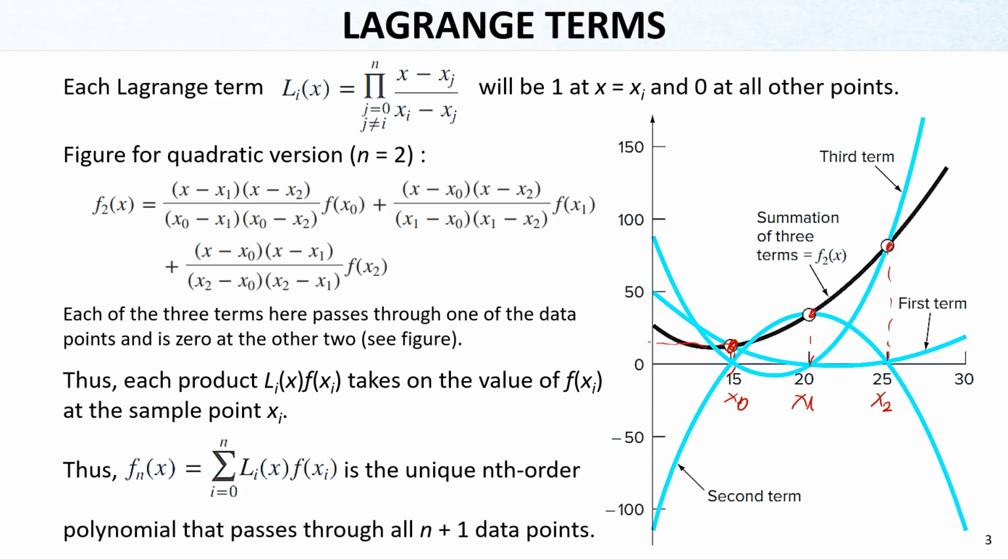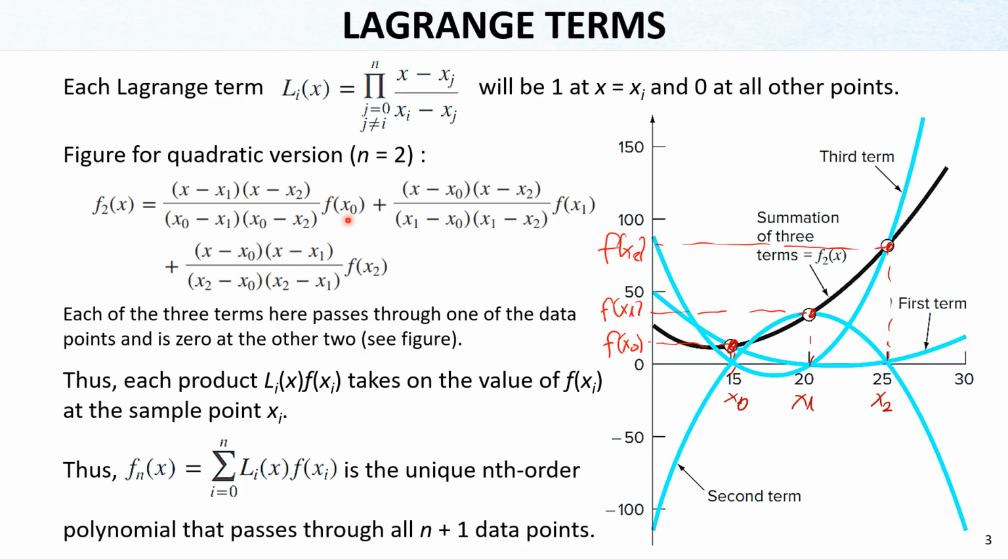Like this. fx0. This is fx1. And this is fx2. So this equation shows that each of the three terms here passes through one of the data points and is 0 at the other two.